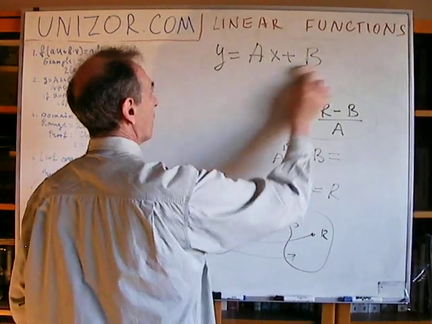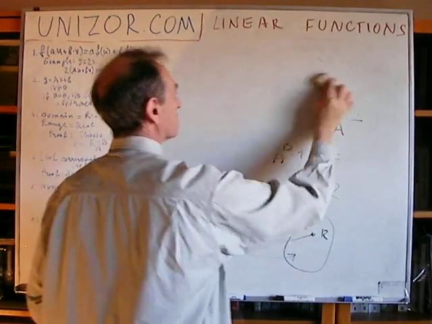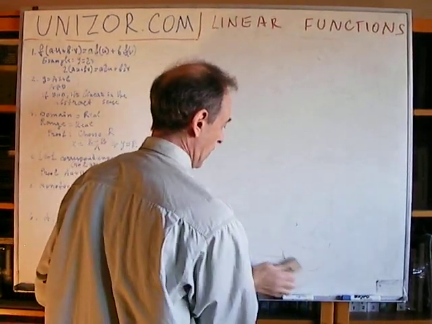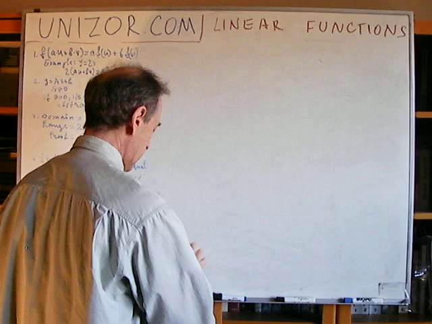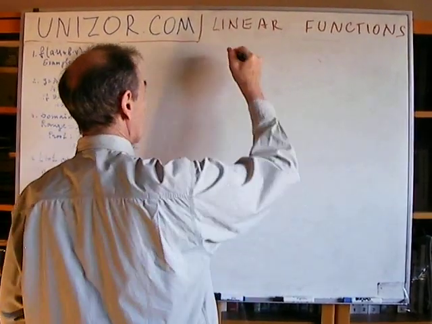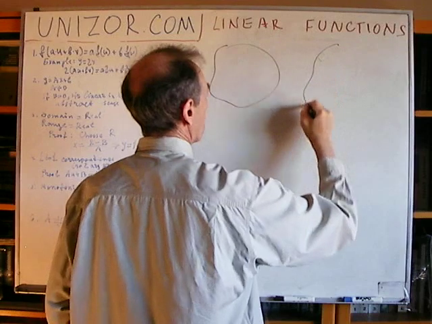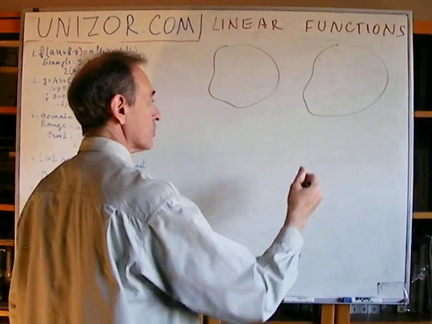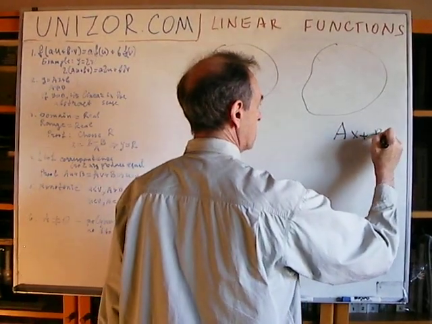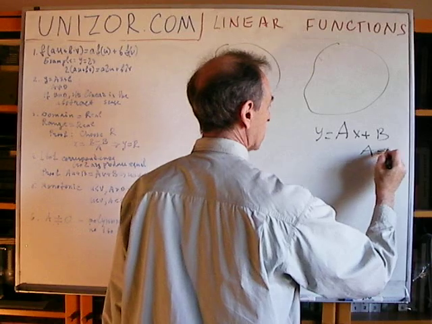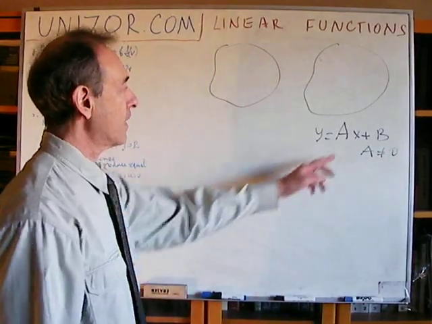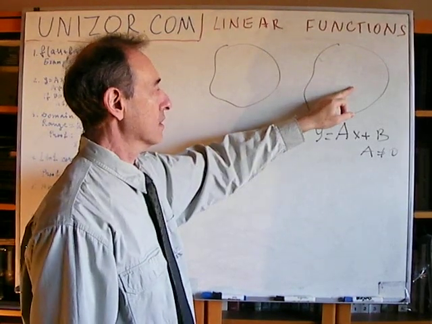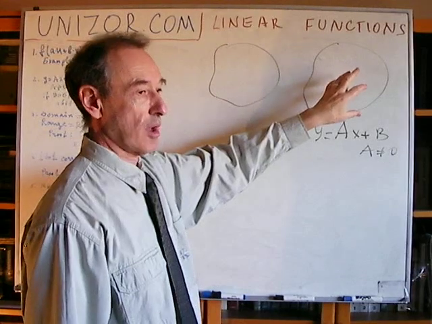Now, let's talk about a little bit more interesting property of this, which is very much related. What we are saying right now is that if this and this are sets of all real numbers, then the function ax plus b, where a is not equal to zero, is defined for every number here, and its values cover the entire space of real numbers.